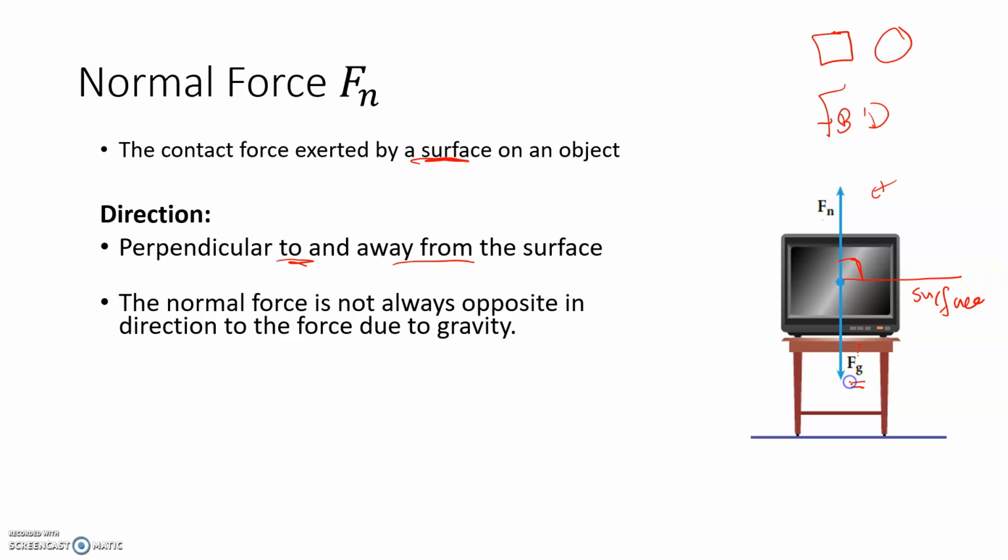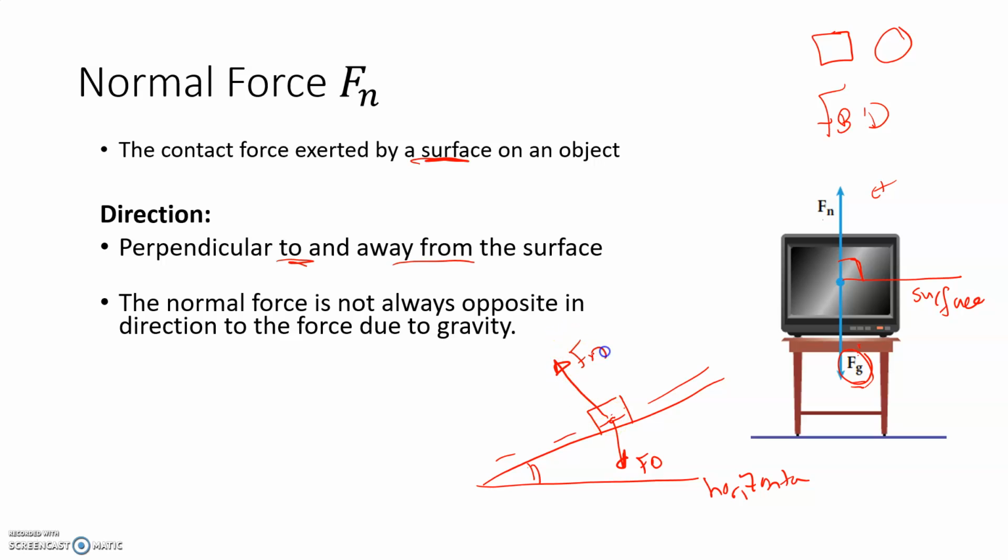Is it always opposite to the gravitational force? No, not always opposite, because if you have an inclined surface with an angle with the horizontal, in this case, gravity is down. Here is the surface. The normal to the surface will be Fn. You see, it's not in the same line as the gravity. So it is not always opposite to the direction of the force of gravity. It has another name, which is the reaction force. It reacts to the applied force.